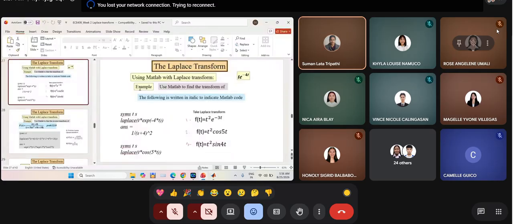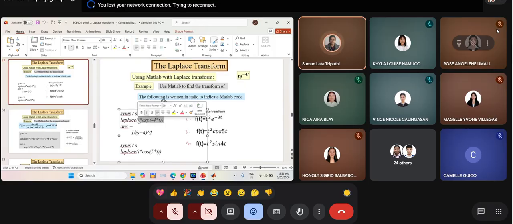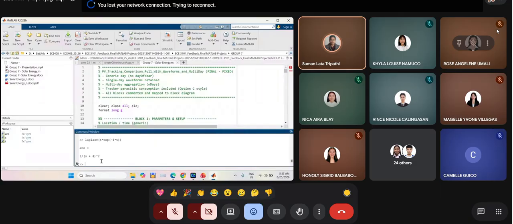Like here, t times exponential 4t. For t times exponential 4t, it is exponential 4t multiplied by t. So actually it is taking the formula for t only. The formula for t is 1 by s square, but it will be considered as a frequency shifted function and s will be replaced by s plus 4. So that's why the answer is like this. You can check with this answer whether we are getting a frequency shifted function or not.